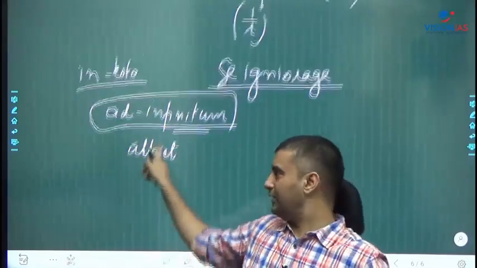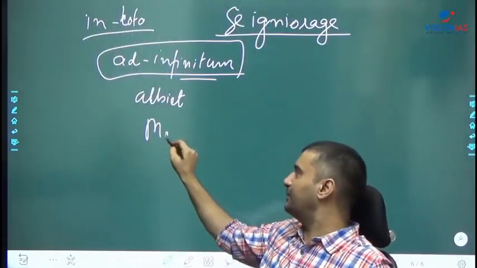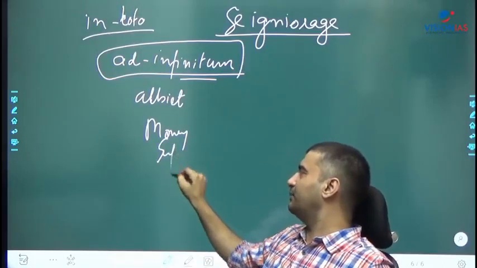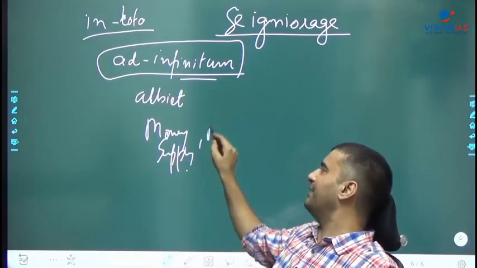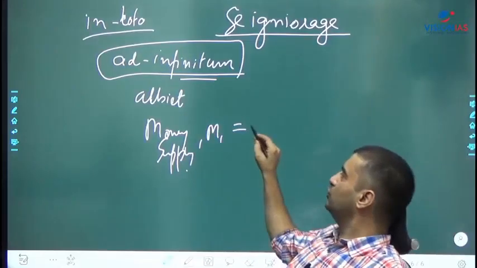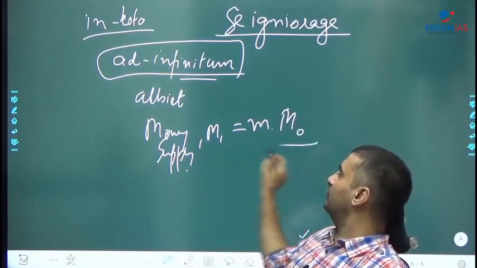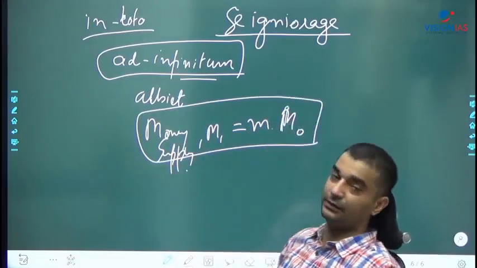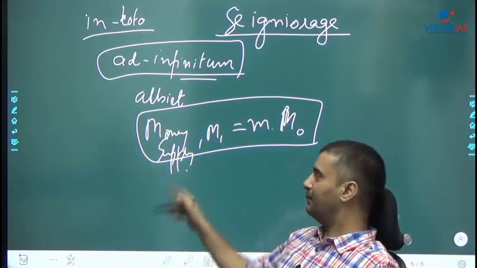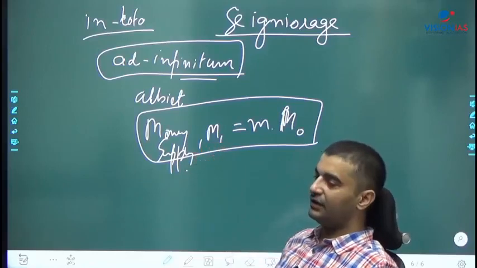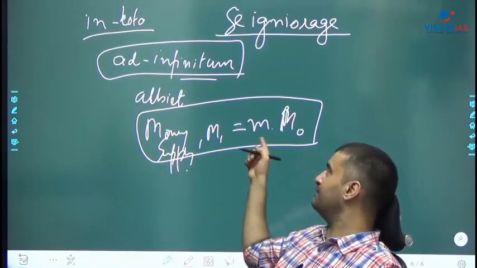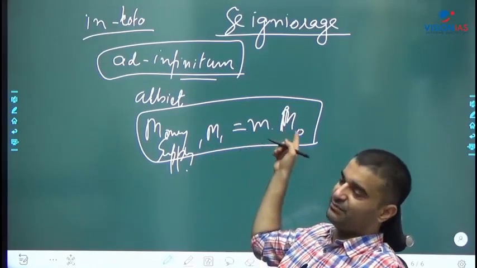Write down money supply. Next line, write money supply, comma, M1 is equal to small m times M0. Write this in the next line and put it in a box. Money supply, comma, M1 is equal to small m times M0.